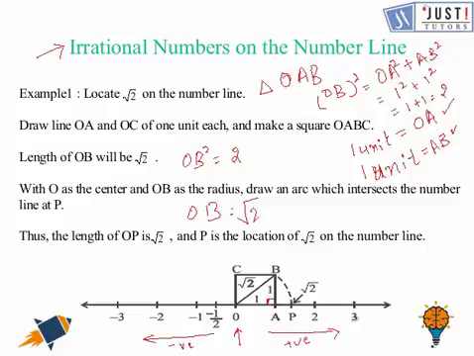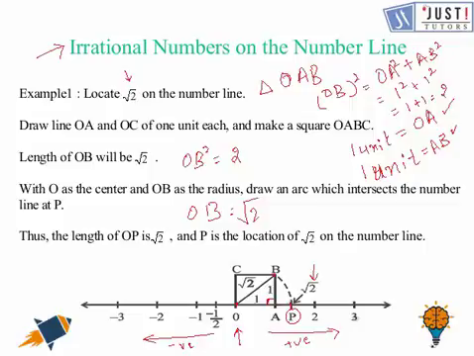Now we put a compass here at O, and open the compass till B. Then we draw an arc which intersects the number line at P, and this point P represents root 2. In this way we can mark irrational numbers on the number line. Or we can draw a square as well, OABC, where OC and BC are also 1 unit each. Then OB is the diagonal of the square, and in the same way we can repeat the steps and locate under root 2 on the number line.